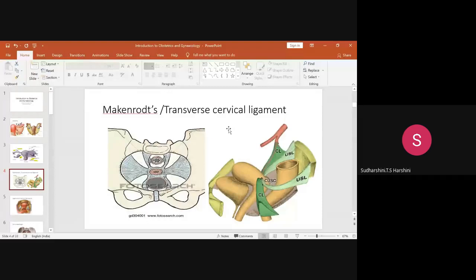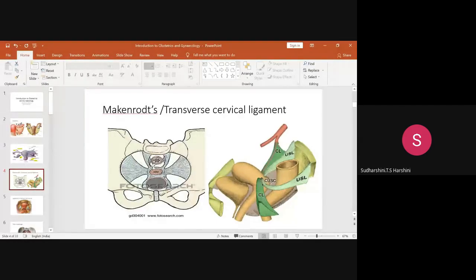Now coming on to the ligaments of the uterus. Okay, these are the primary supports. Primary means strong supports. So this is the transverse cervical ligament. This is the cervix. This is the lateral pelvic wall. So you can see this is a fan-shaped ligament. That is the transverse cervical ligament or the McIntosh ligament, which originates from the cervix and the upper portion of the vagina and goes to the lateral pelvic wall.